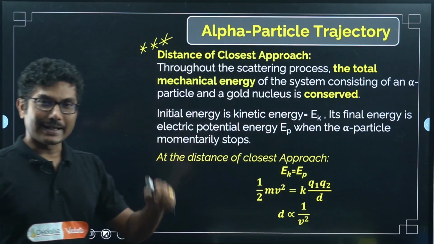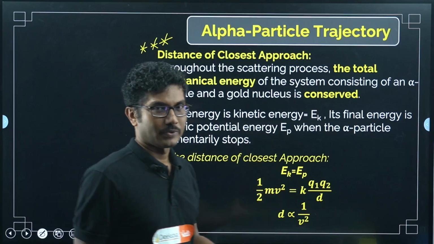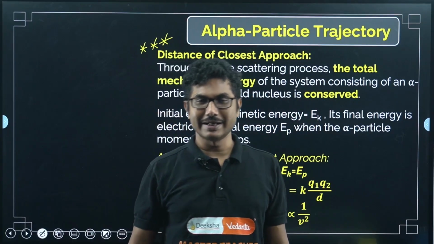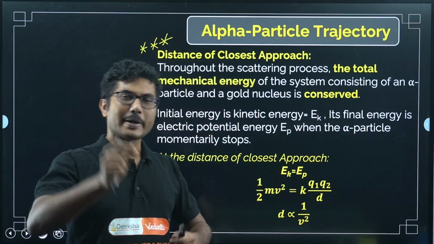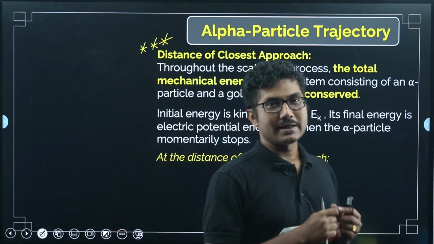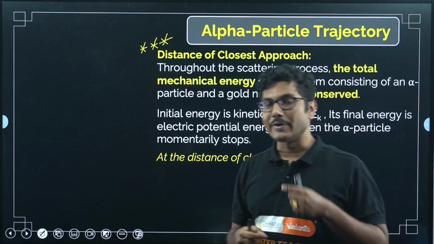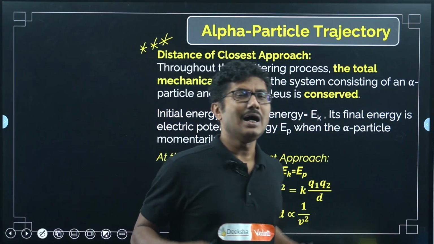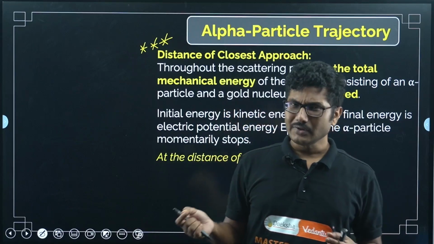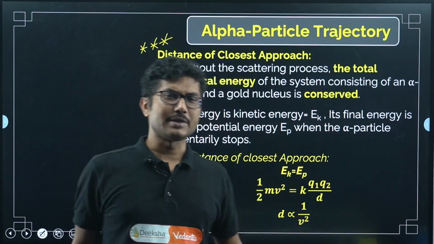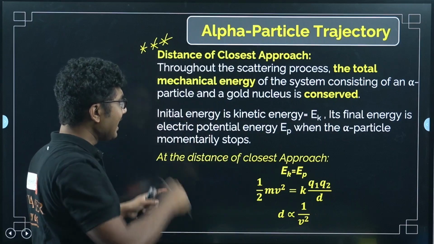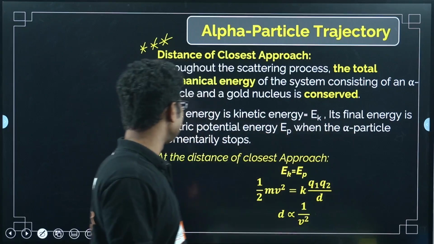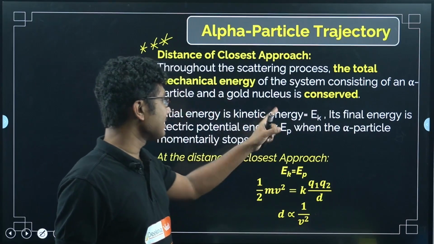In the scattering process, the gold is at rest, but it has an electrical potential energy. The alpha particle starts moving, so it has kinetic energy, and when it interacts with the nucleus of the atom, it develops a potential energy as well. So the total energy of the system should remain constant. Initial energy is kinetic energy, say Ek, and final energy is electric potential energy, say Ep.